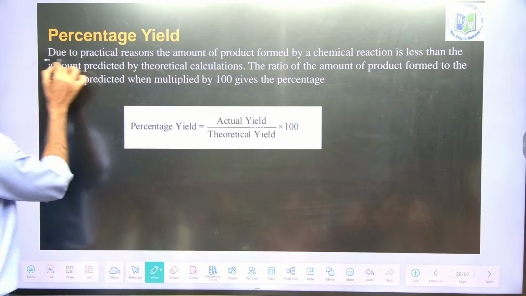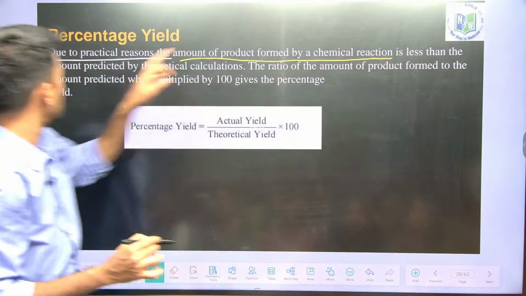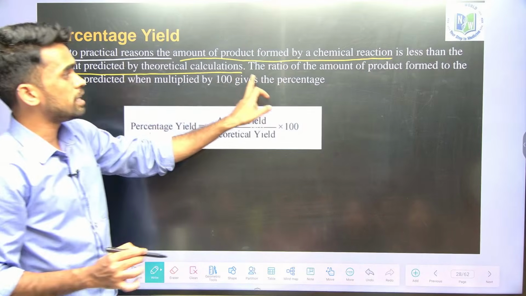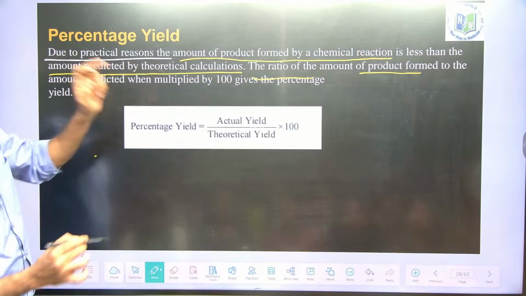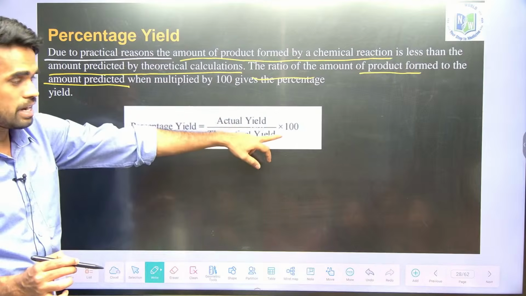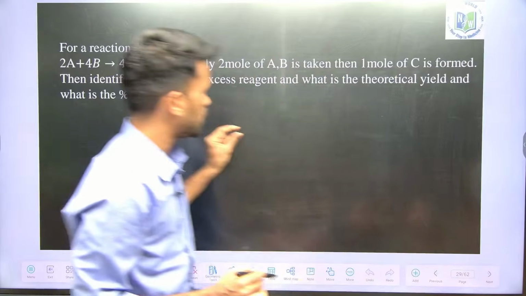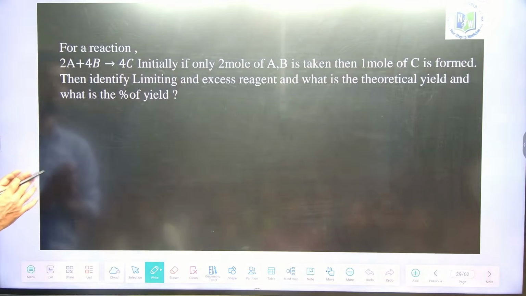See, due to practical reasons, the amount of product formed by a chemical reaction is less than the amount predicted by theoretical calculations. Yes or no? The ratio of the amount of product formed to the amount predicted, multiplied by 100, gives you the percentage yield. So this simple formula you should remember. Now we will do this simple question so that you will feel more clear about this.